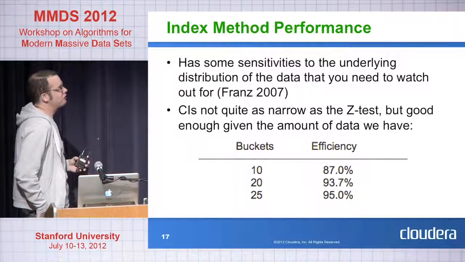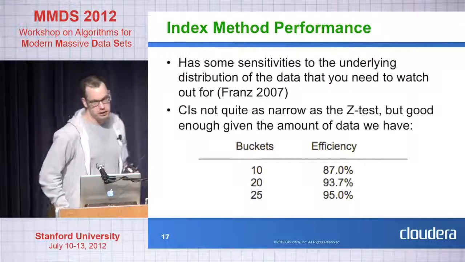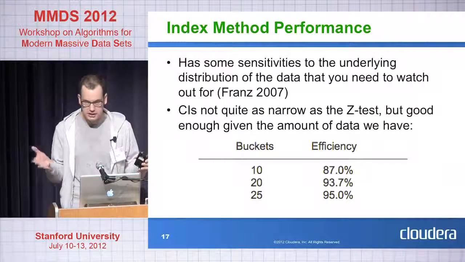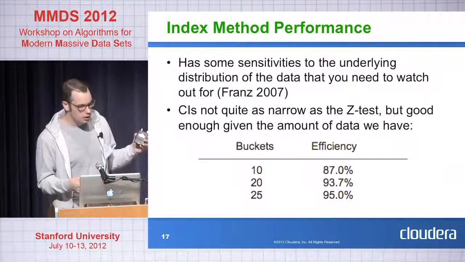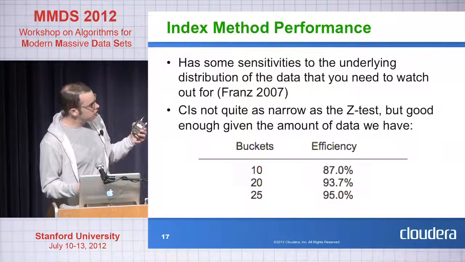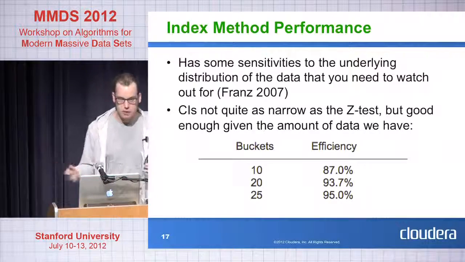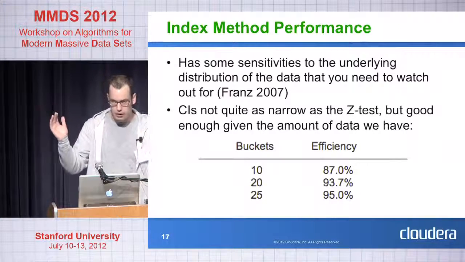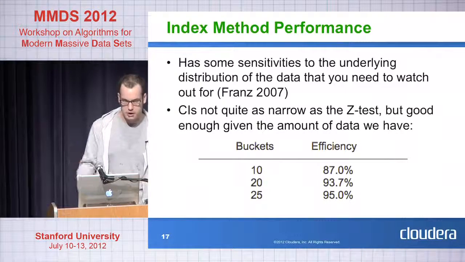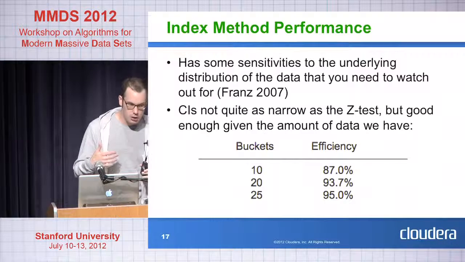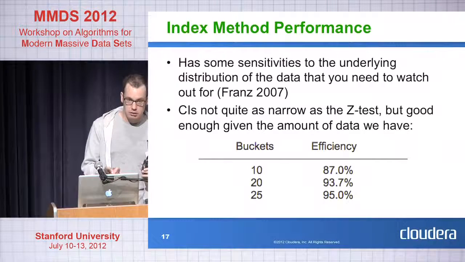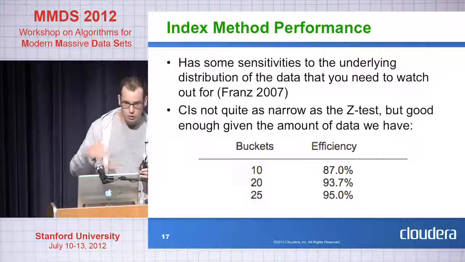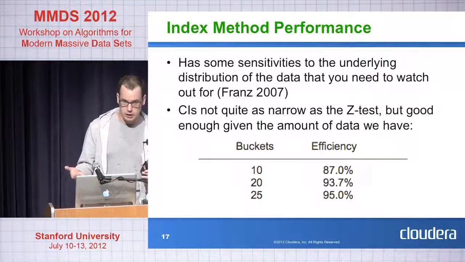The other thing is that my confidence intervals are not quite as narrow as they would be if I had actually computed the z-test properly by using all the data. But it's actually pretty close. If I use 20 buckets, I'm basically 93% as efficient as I would have been. So the idea is the confidence interval is a little bit wider than it would have been otherwise if I'd done things properly. But I get to basically aggregate the data. It only costs me 20 times what it would have if I was doing the simple aggregation trick.